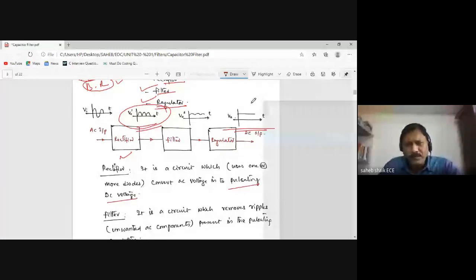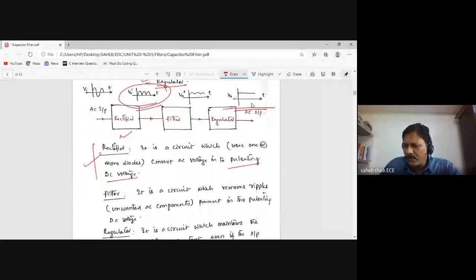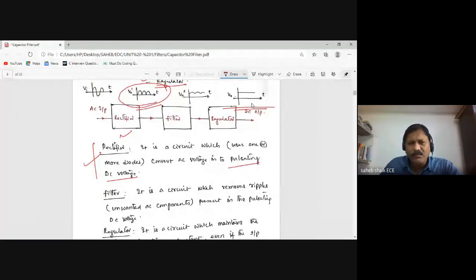Okay, now this rectifier, as I told, is a circuit which uses one or more diodes to convert AC voltage into pulsating DC voltage. This is the purpose of the rectifier. Now we go for the filter. What is a filter? A filter removes the ripple, or unwanted AC components, present in the DC. Which DC? In the pulsating DC.